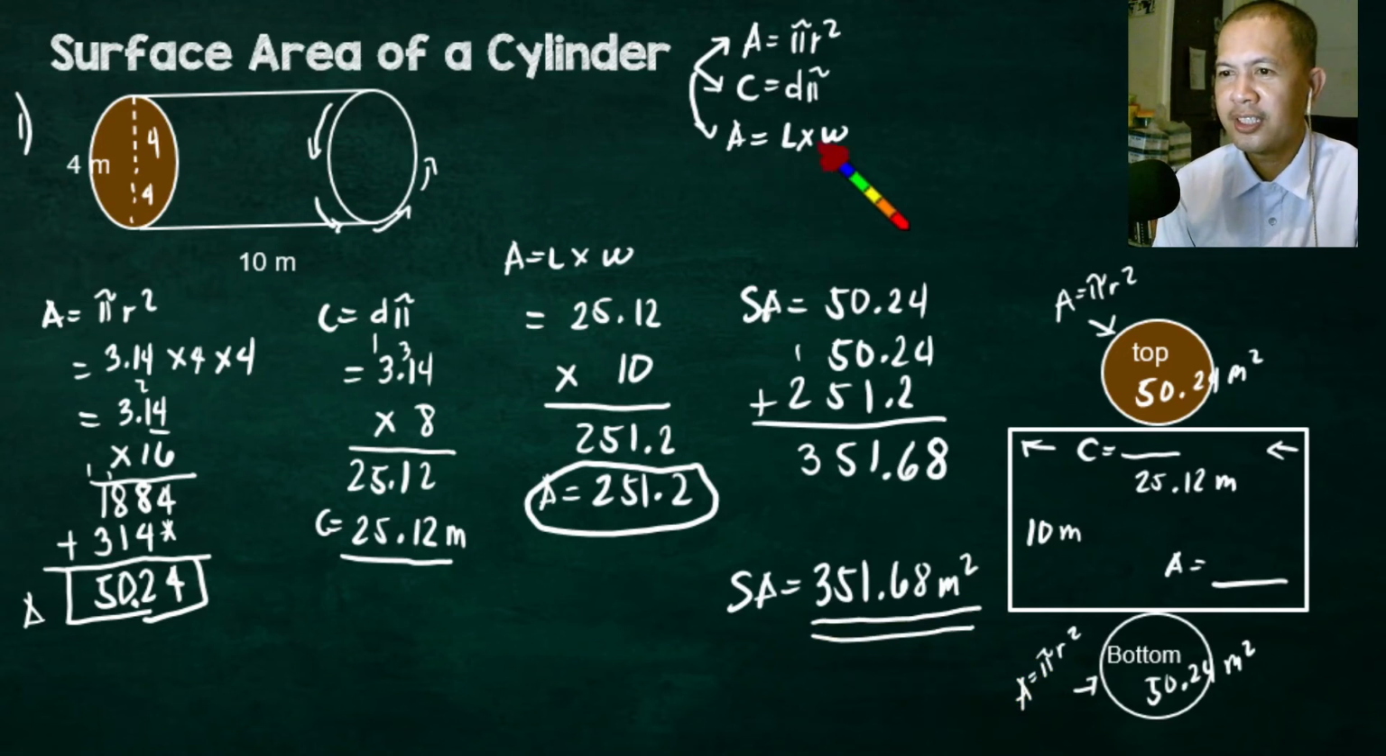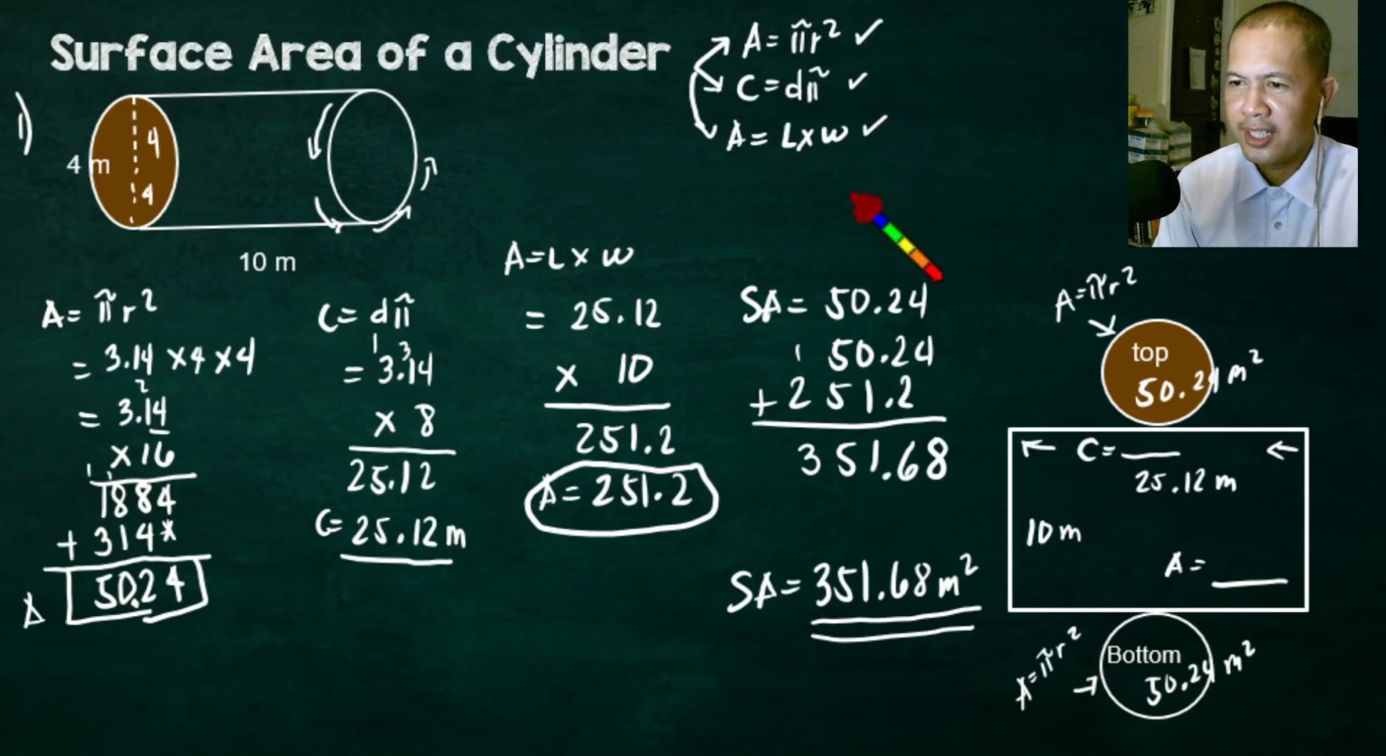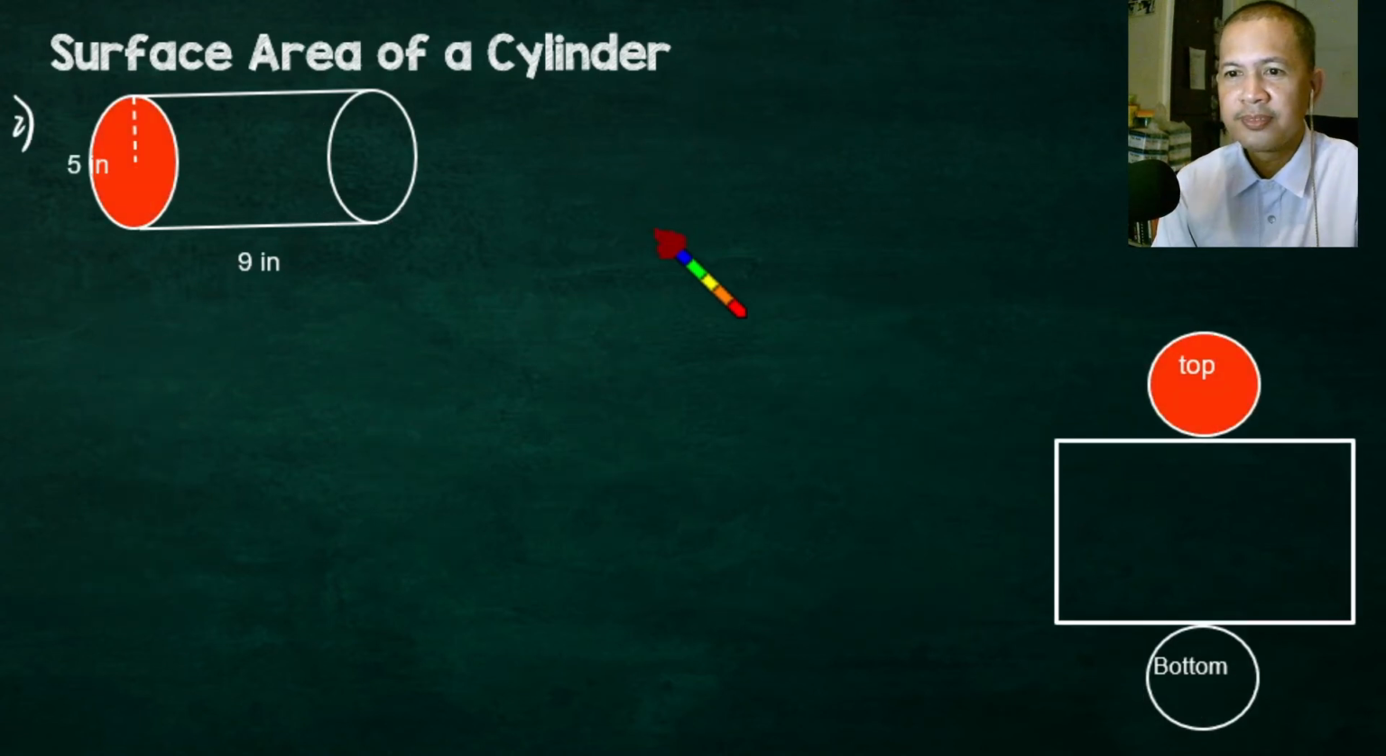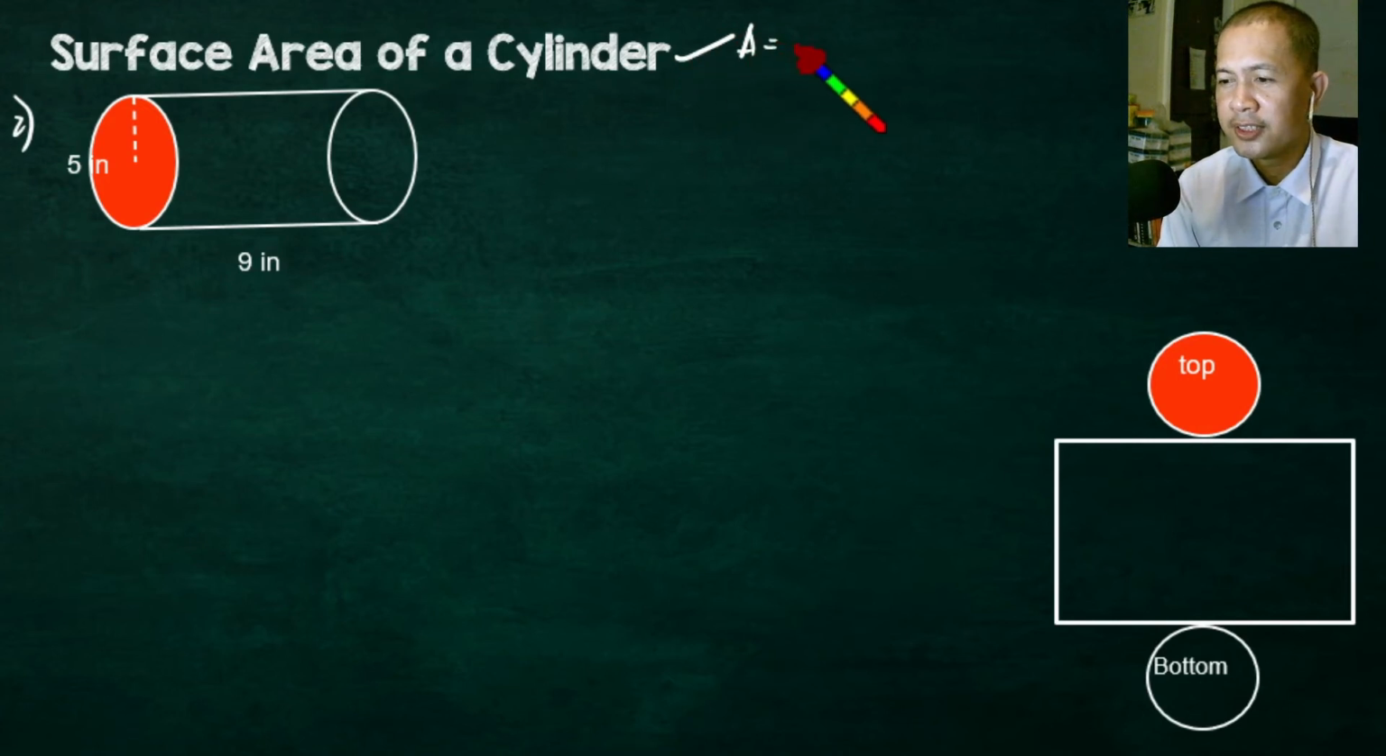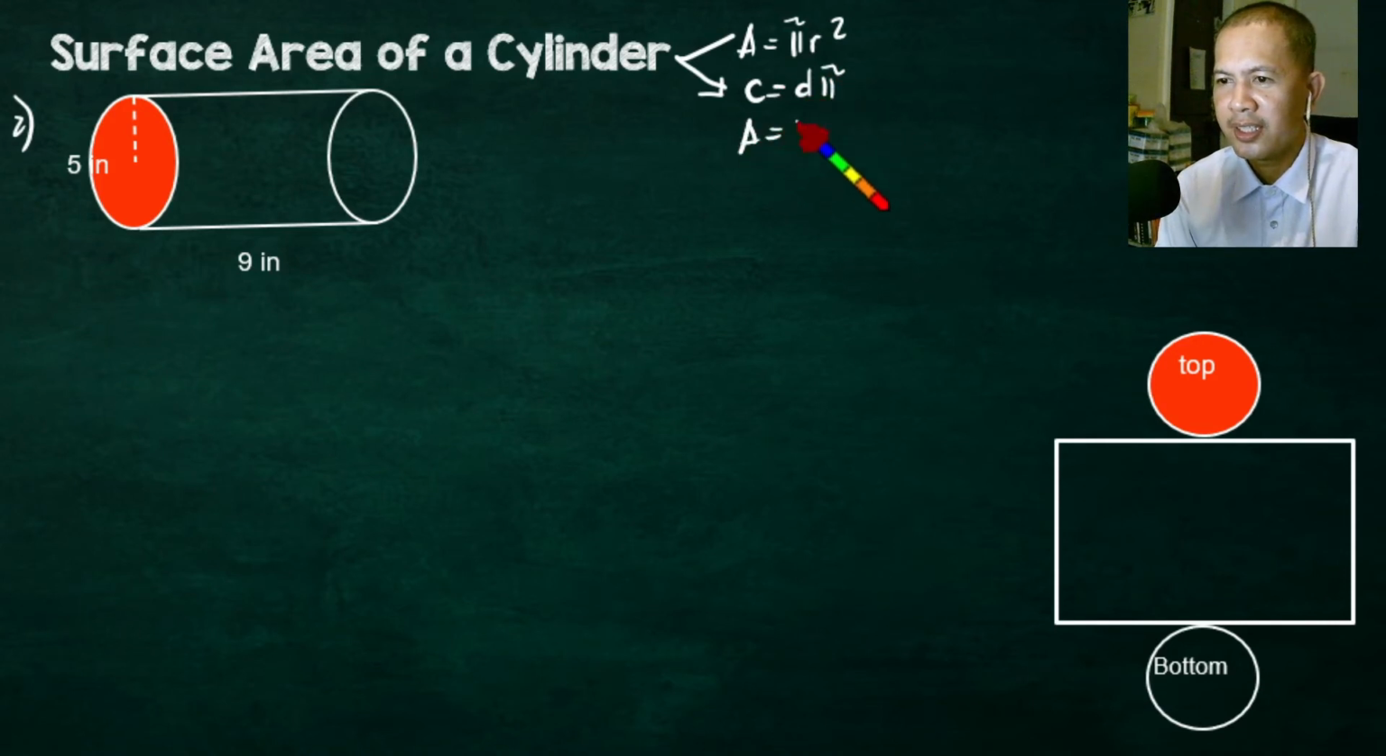So, ganun lang. Ginamit natin ang formula ng area ng circle, circumference ng circle, at ang area ng isang rectangle para mahanap natin ang total surface area ng ating cylinder. Let's have another example, number 2. Okay, ganun pa rin. Gagamit tayo ng formula ng area ng ating circle, which is pi r squared, at gagamit din tayo ng formula ng ating circumference, which is diameter times your pi, at gagamit din tayo ng area ng rectangle na length times ating width.